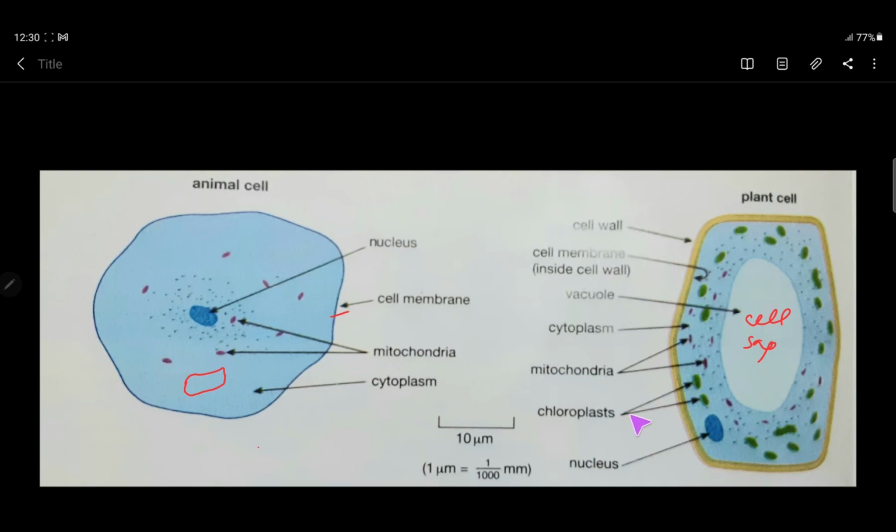Chloroplast, this is a very interesting thing for the plant cell, and only because of this can they make their food by themselves. These are tiny discs full of a green substance called chlorophyll. They trap the light energy that plants need for making food by photosynthesis. And the nucleus, we discussed the nucleus. What does a nucleus do? It controls what a cell does and how it develops, like a brain.